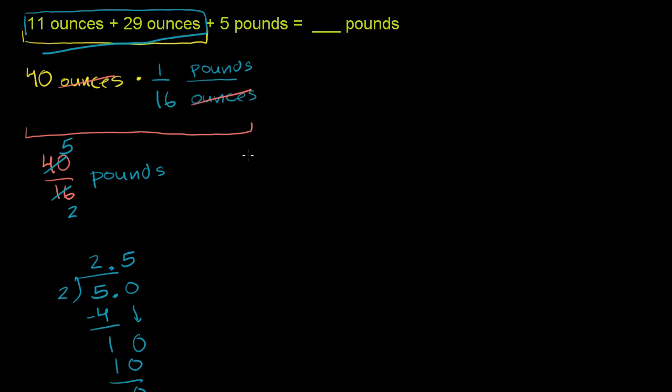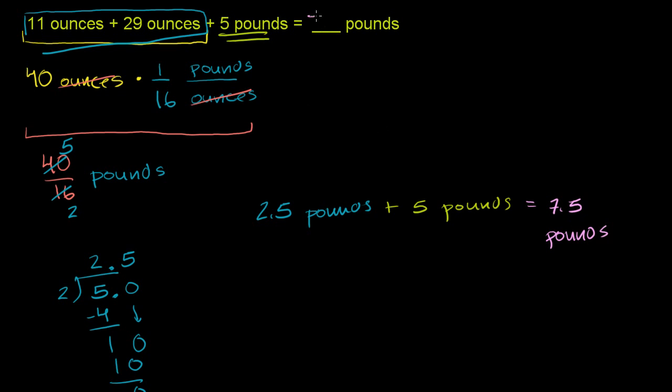or 2.5 pounds. So the problem becomes 2.5 pounds plus 5 pounds. And 2.5 plus 5 is fairly straightforward. It's 7.5. So this is equal to 7.5 pounds. 7.5 pounds is our answer, and we're done.